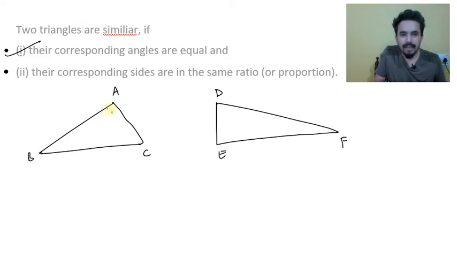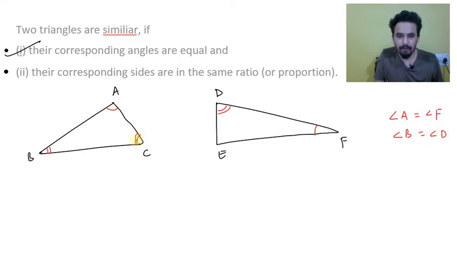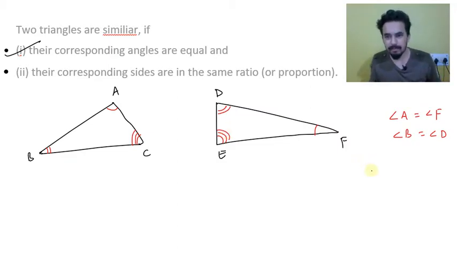Suppose I say angle A is equivalent to angle F. We are discussing a very small concept of similarity here, and then we will quickly jump to the Pythagoras part in just 30-40 seconds. Angle B is equal to angle D, and this is very important to understand, because here order matters. If you write the correct order, all the similarity problems are done. Angle C is equivalent to angle E.